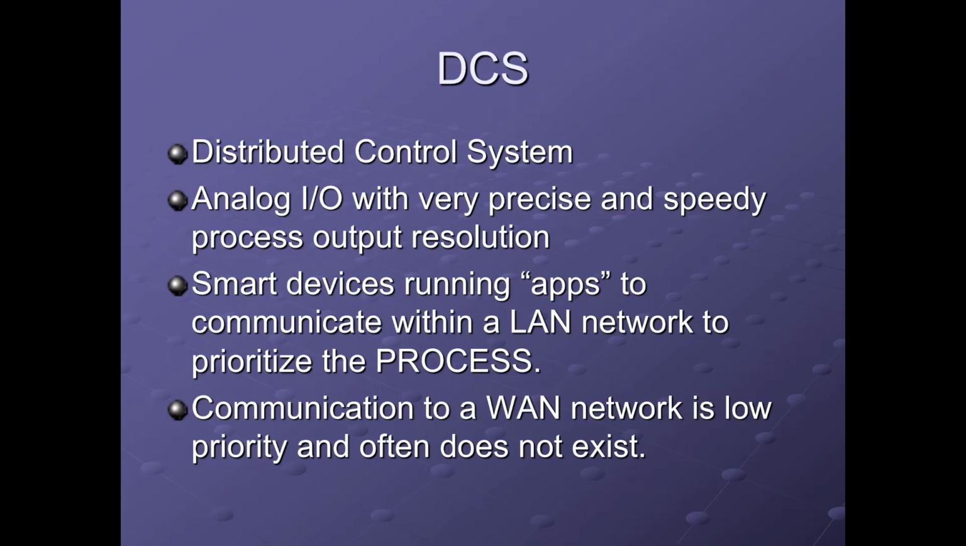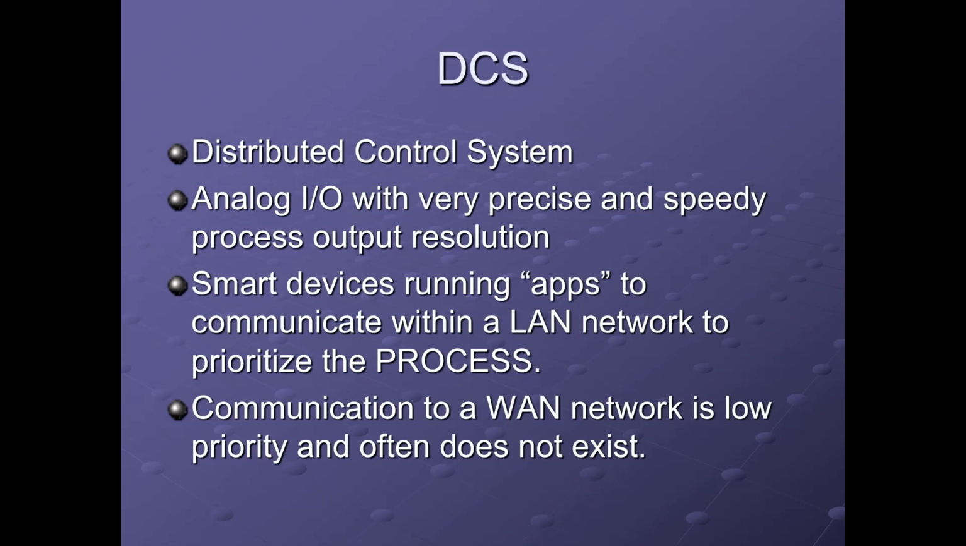So within a DCS network, there's smart devices running apps. It means that within that loop, a controller has a local application running on it too, which can be monitored and controlled through the interaction of the DCS loop. And furthermore, you can upload new programs right over the DCS network. We're just going to say a DCS network has smart devices running apps that communicate over a local area network to prioritize, like we said, the process.